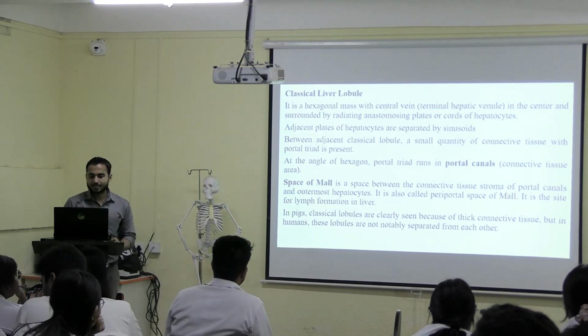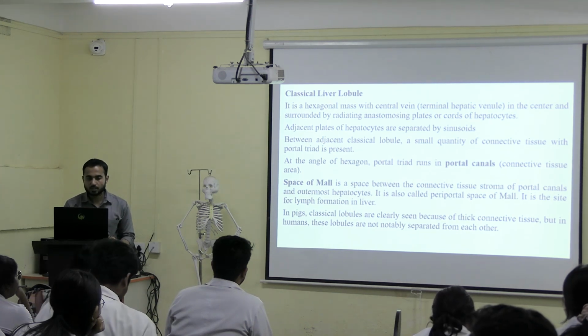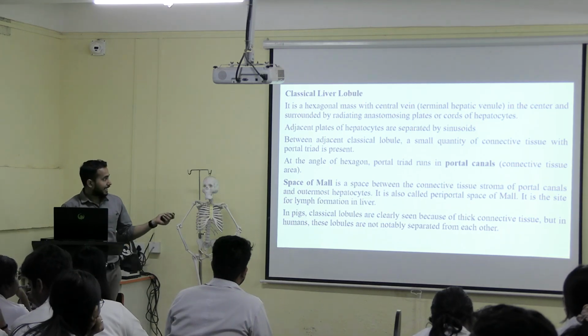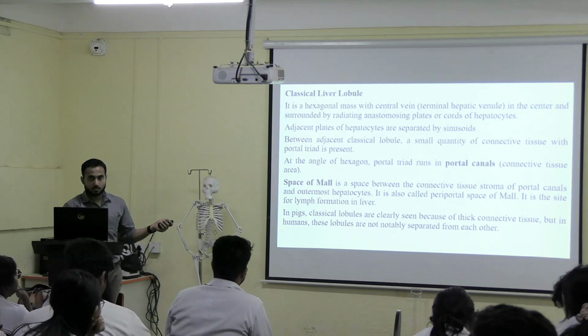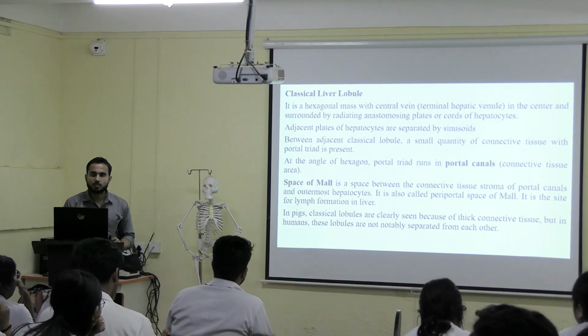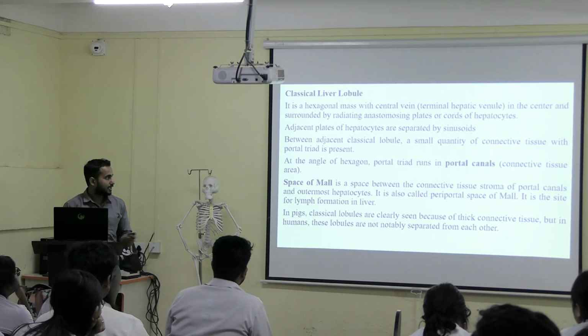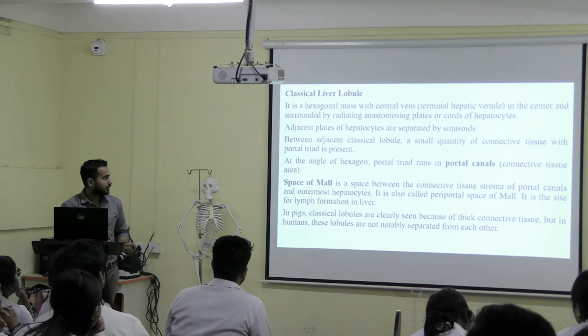Between adjacent classical lobules, a small quantity of connective tissue is present, within the portal triad. At the angle of the hexagon, the portal triad runs into the portal canal. So at each and every angle, a portal triad is formed, and the structures present there have to travel. How are they traveling? They travel through the portal canal.